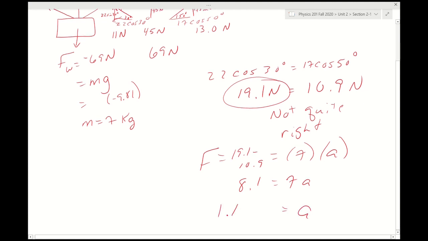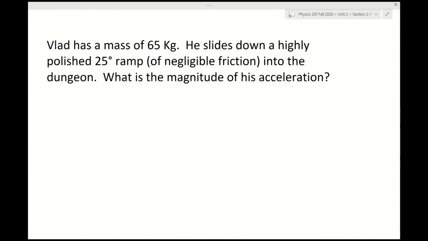Vlad has a mass of 65 kilograms. He slides down a highly polished 25-degree ramp into the dungeon. What is the magnitude of his acceleration? So what we have is a ramp that's 25 degrees. We have Vlad, which I'm going to represent simply by a box because I do not draw well at all. And he is going to be experiencing a weight that is mg. He's 65 kilograms. And g, of course, is a negative 9.81.